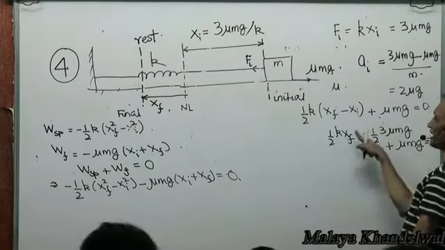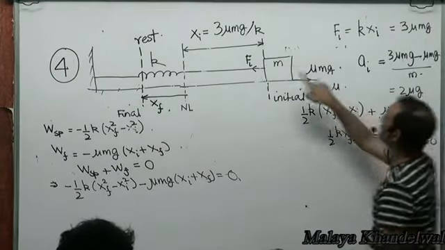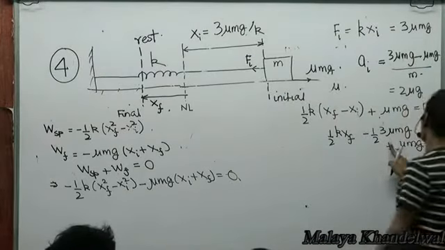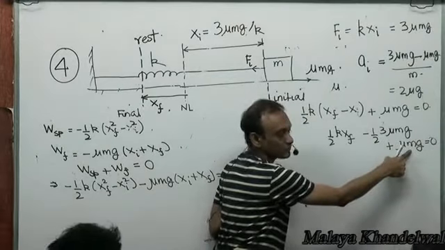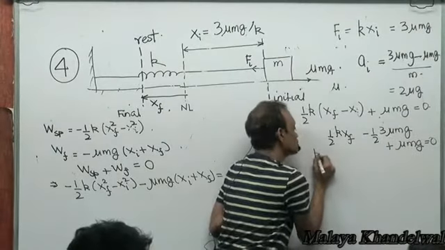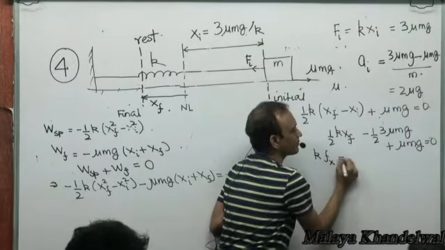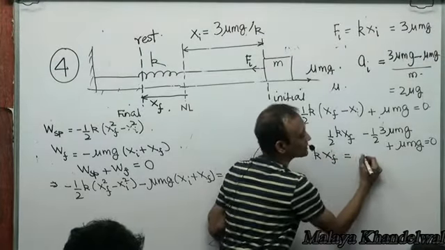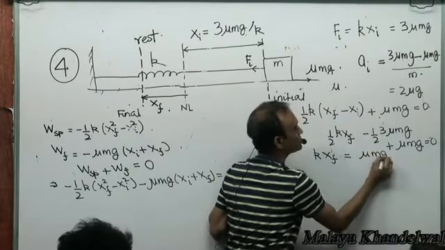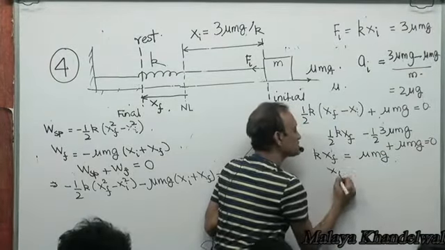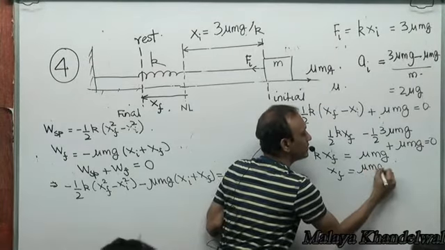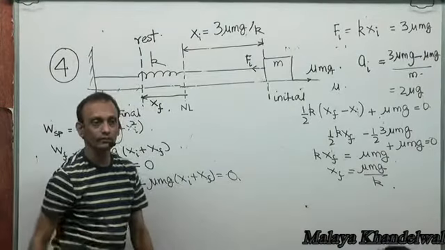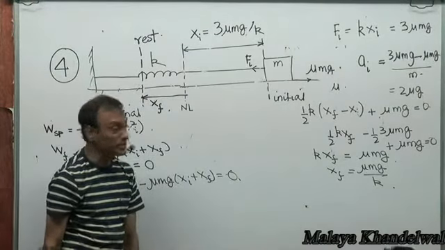I hope you realize whatever I did here. I've replaced this kxi by 3 mu mg. Right? So this would be minus half mu mg going on that side. So kxf is mu mg. xf, the maximum compression, is mu mg by k. That's the maximum compression, yes or no?